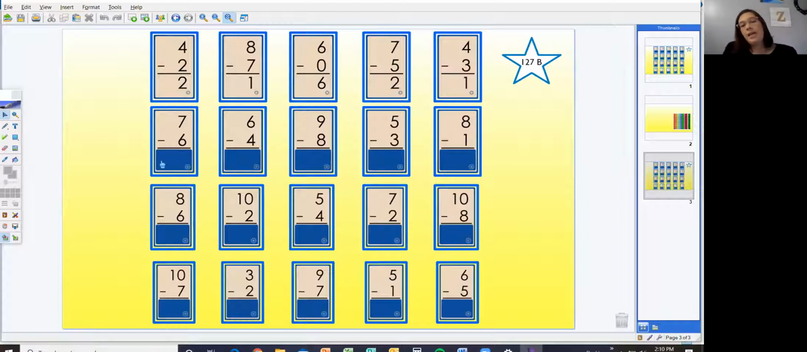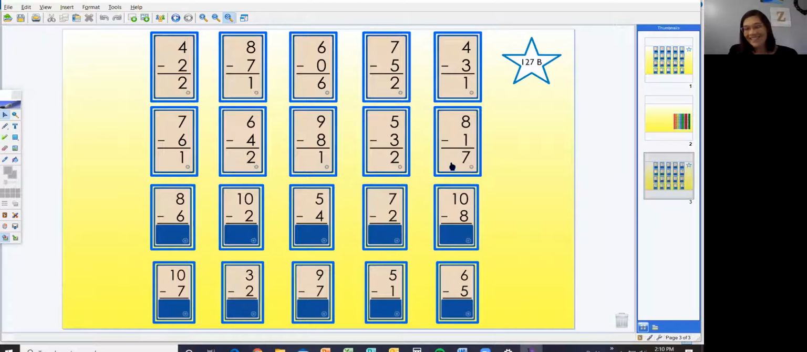Okay, next row. 7 minus 6 equals 1, 6 minus 4 equals 2, 9 minus 8 equals 1, 5 minus 3 equals 2, 8 minus 1 equals 7. Check your answers on that row. 8 minus 6 equals 2, 10 minus 2 equals 8, 5 minus 4 equals 1, 7 minus 2 equals 5, 10 minus 8 equals 2. You can check that row.